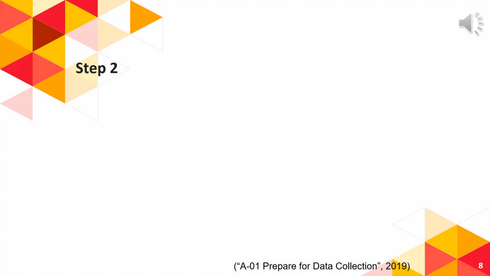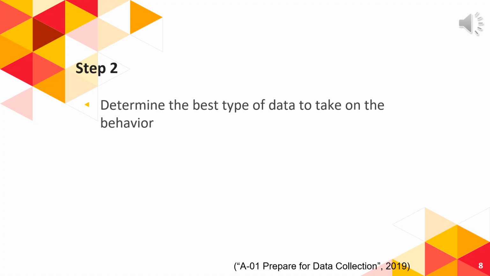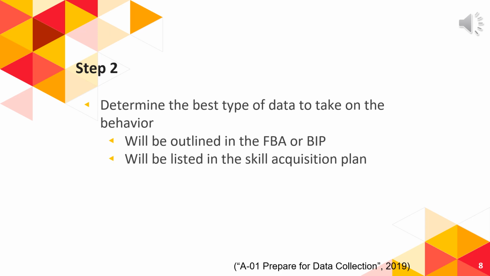Step 2. Determine the best type of data to take on the behavior. For behavior reduction, this should be outlined in the functional behavior assessment or behavior intervention plan. For example, you may be using partial interval data, rate, frequency, or others. For skill acquisition, this will be listed in the skill acquisition plan. Again, you should determine what type of data collection is needed. If you are unsure, you should be consulting with your supervisor.